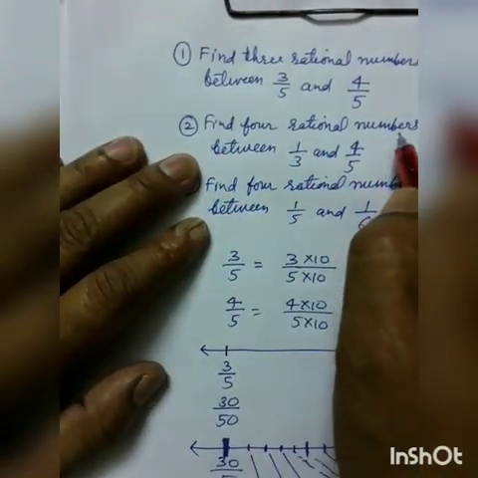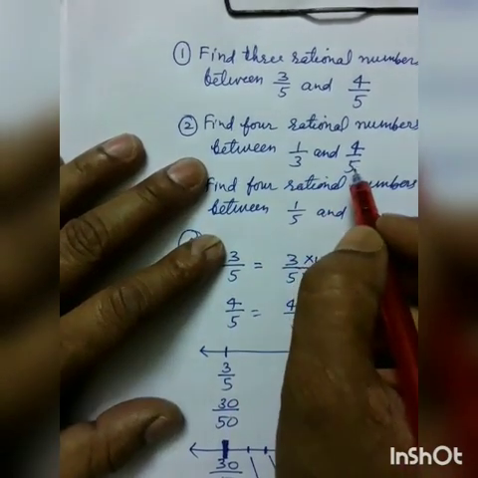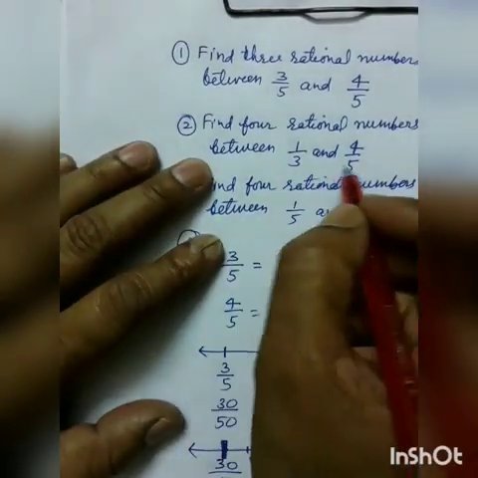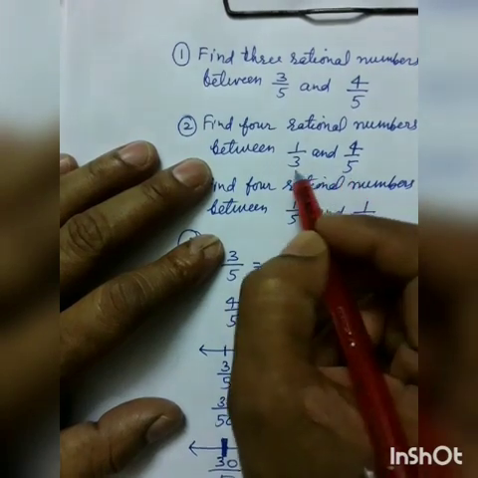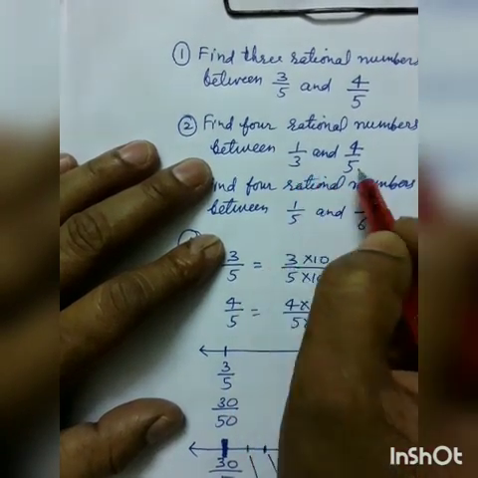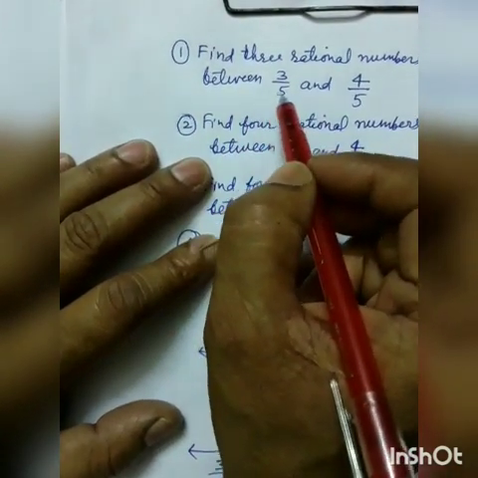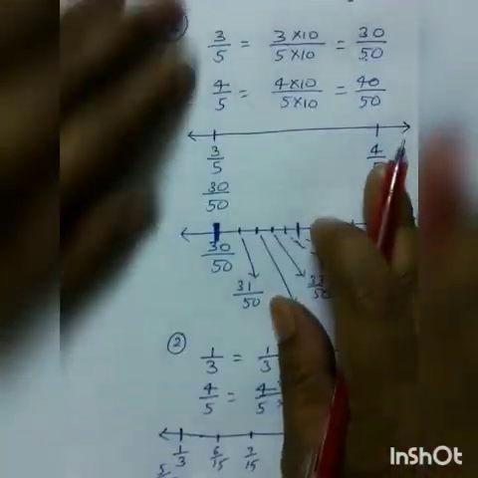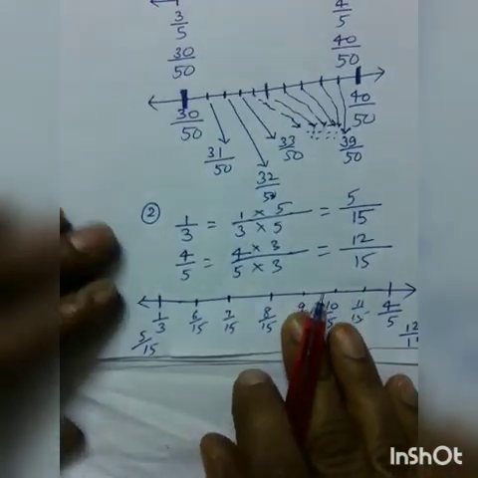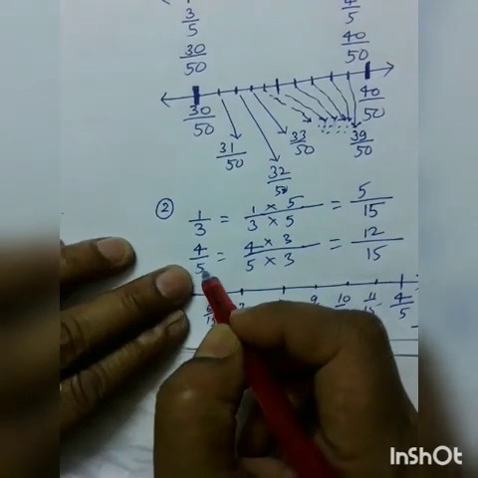Find four rational numbers between 1 by 3 and 4 by 5. See, why is it difficult? Because these denominators are different. This is 3 and this is 5. Here in previous question both were same. So our process will change. 1 by 3, 4 by 5.